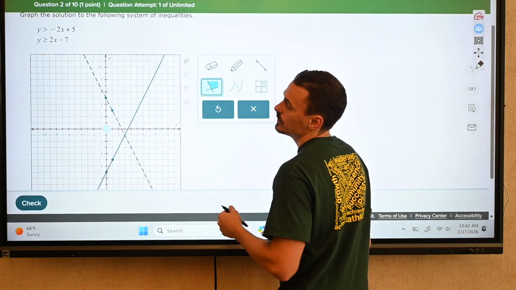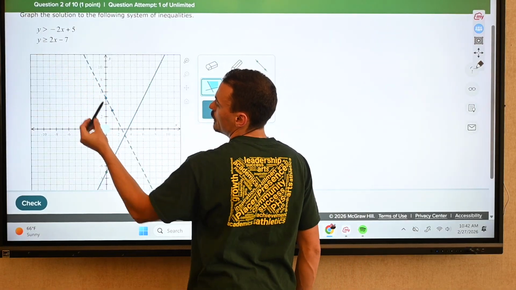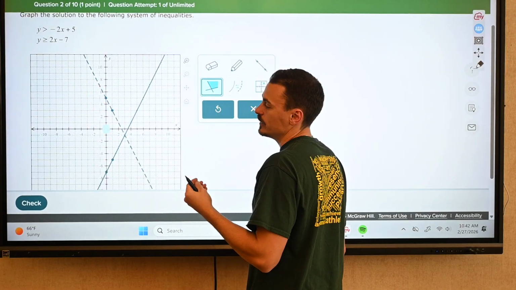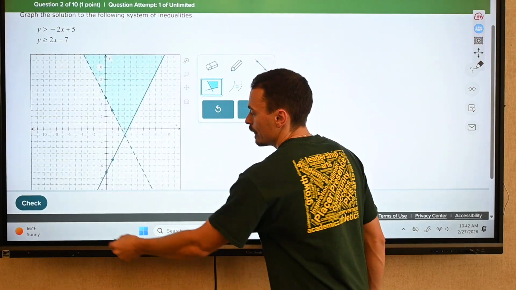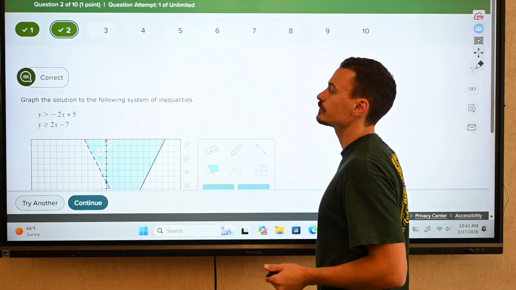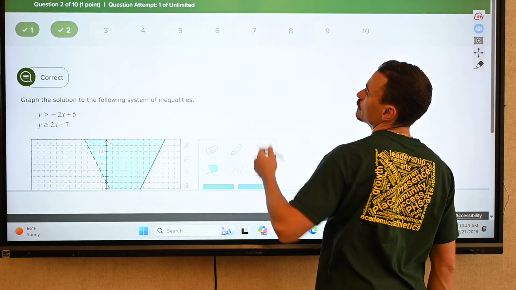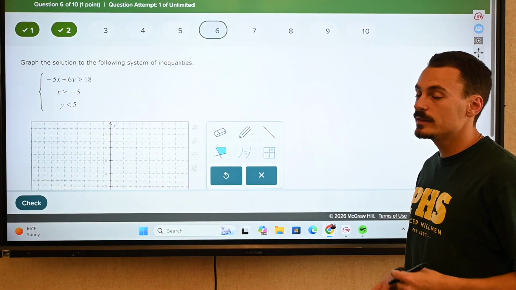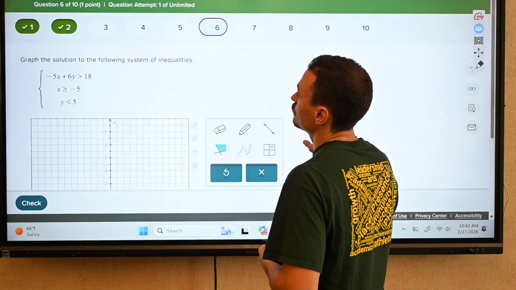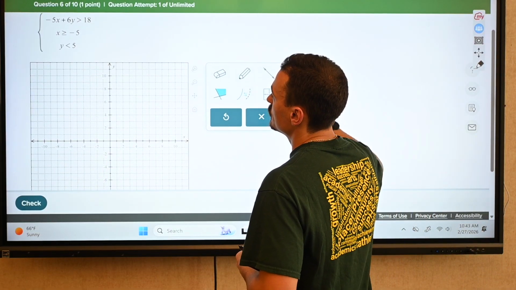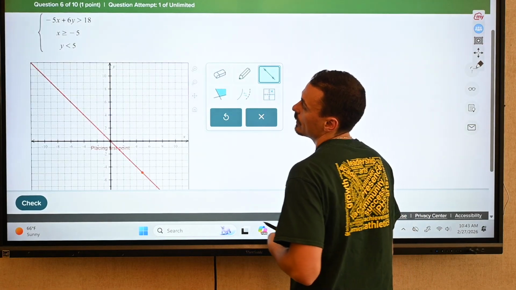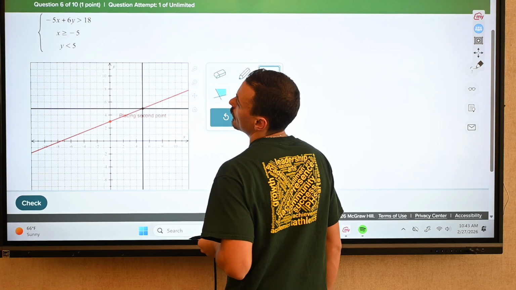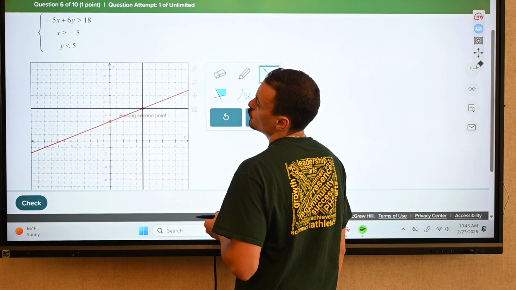Both of the inequalities say greater than. So we need to be above both lines. We can't be below either of them. So it would be that region right there. Okay, sometimes there's 3 lines. So we're going to graph this first line at 0, 3, and let's see here.